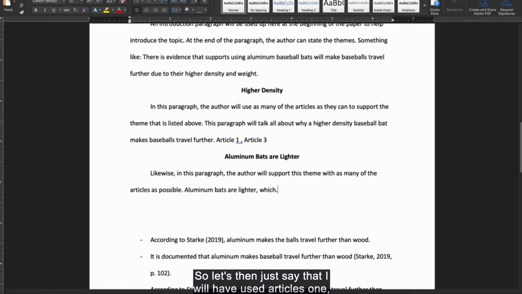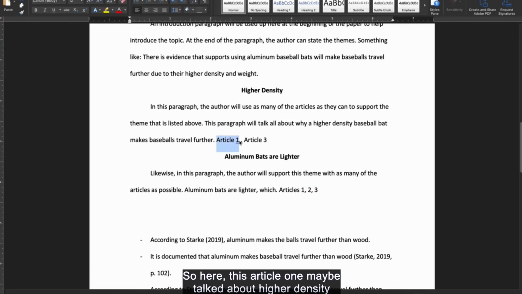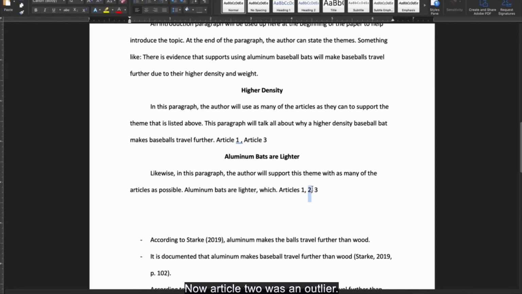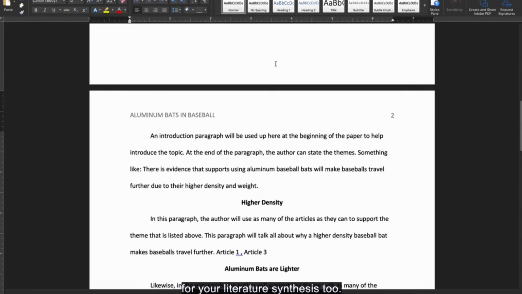So let's say articles 1, 2, and 3 will all be used in here. But did you see how this is a synthesis? Here, article 1 maybe talked about higher density and talked about how aluminum bats are lighter. Article 3 did the same. Now, article 2 was an outlier. Again, you really want to have a theme that is supported by at least 2 articles. But you may have a third theme for your literature synthesis too.